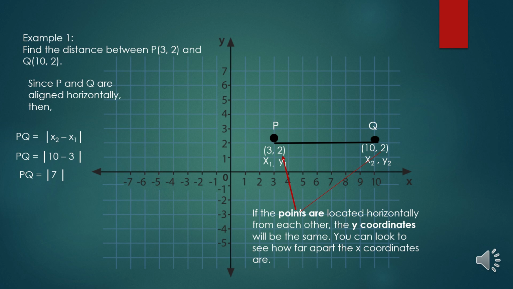Then the absolute value of positive 7 is equal to 7 units. So take note, the absolute value of a positive number and the absolute value of a negative number is equal to positive. Meaning to say, from point P to Q, you will count to the right, you have 7 units apart. Therefore, the distance from P to Q is the same as the distance from Q to P, equal to 7 units.